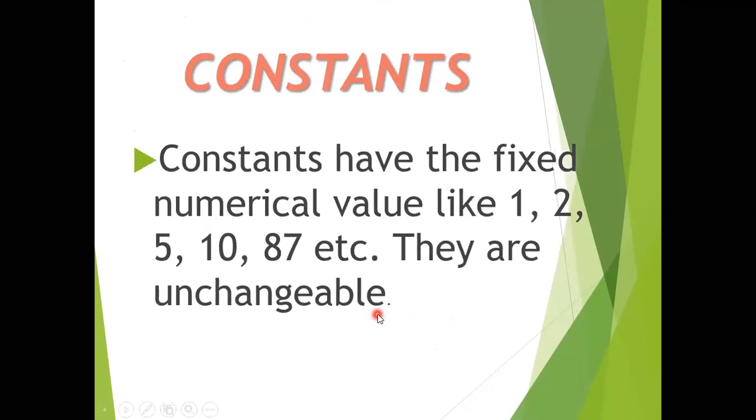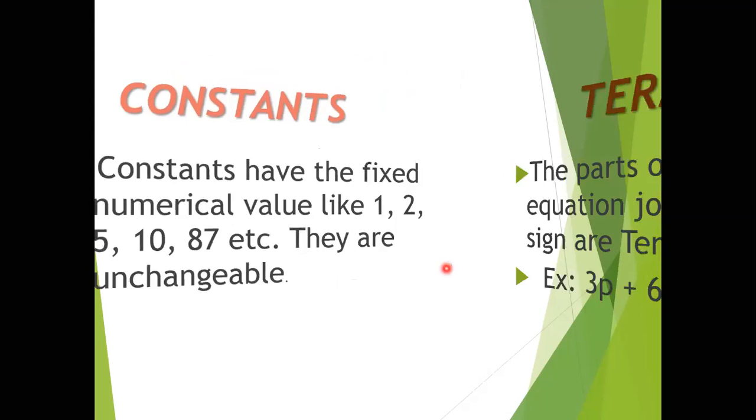Next, what do you mean by constants? Constants have a fixed numerical value like 1, 2, 5, 10, 87, etc. They are unchangeable. For example, in 7x plus y equals 18, 7 is the constant. These are fixed values and will not change. They are in numeric form, and that value is fixed and not changeable.